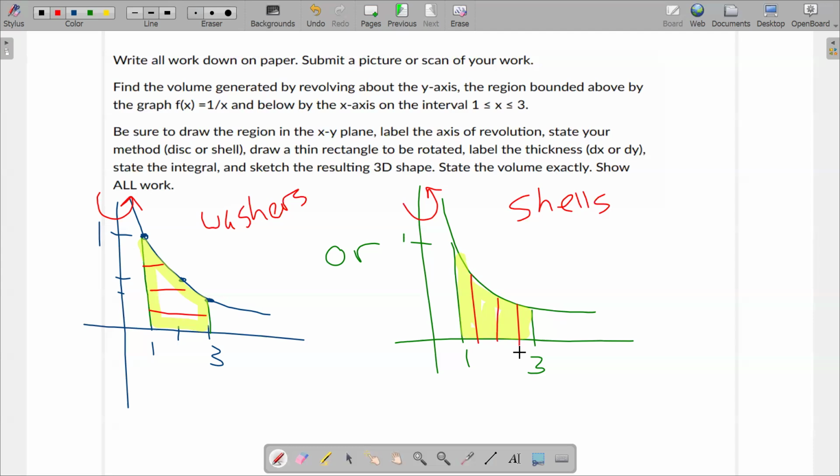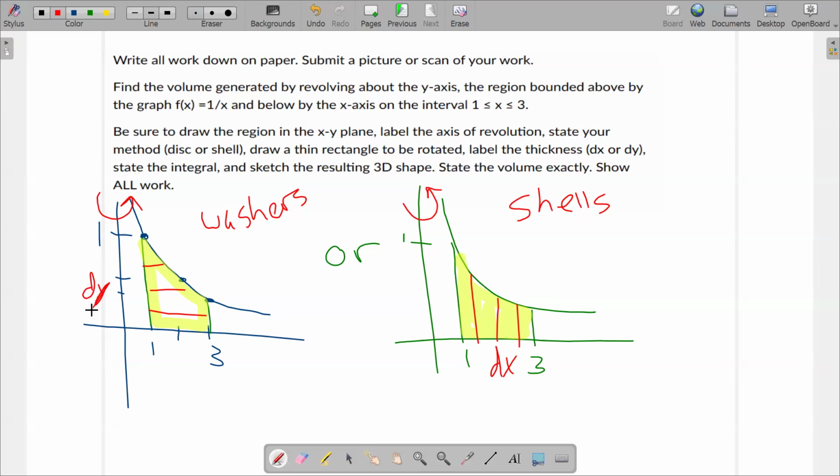Any thoughts? I think shells. How come? Because Adam says shells. Oh, by the way, Adam's talking in my ear. I forgot about that. Because you only have to integrate with respect to dx and you don't have to think about there being a washer there. I don't know, it just feels like it'd be easier to me.